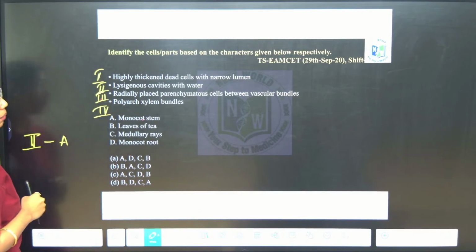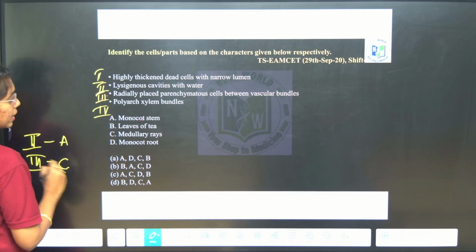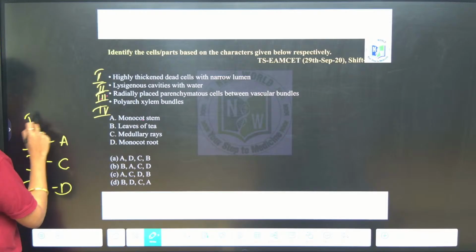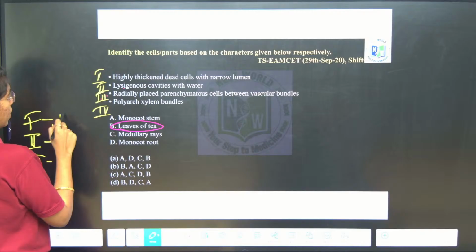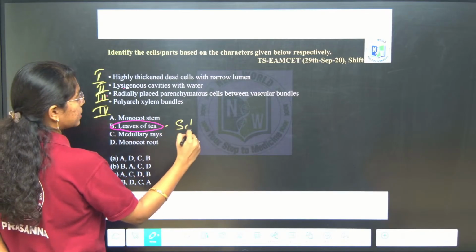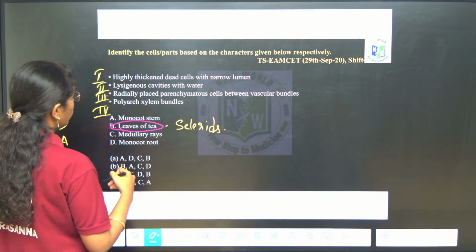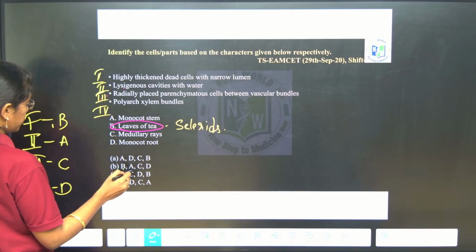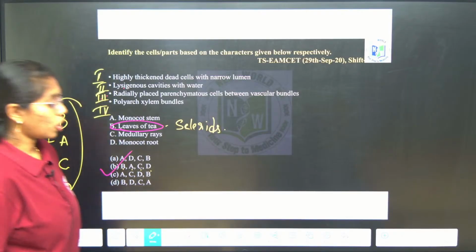Radially placed parenchymatous cells between vascular bundles, these are medullary rays. So 3 is C. Polyarch xylem bundles are observed in root. So 4 is D. So 1 will be B, that is leaves of tea, because they have sclereids. So first it is B, then A, then C and D. This will be the correct flow. It is option B.